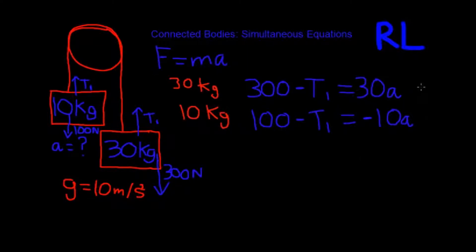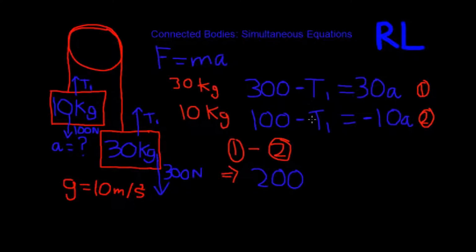From here, we're just going to proceed like a completely standard simultaneous equation that you've done in maths. We've done all the physics at this point. We just need to solve these two now. So what I'm going to do is go equation 1 minus equation 2. That's going to give me 300 minus 100 is 200. Negative T1 minus negative T1 will cancel, giving 0 T1, equals 30A minus negative 10A, so 30A plus 10A, 40A.